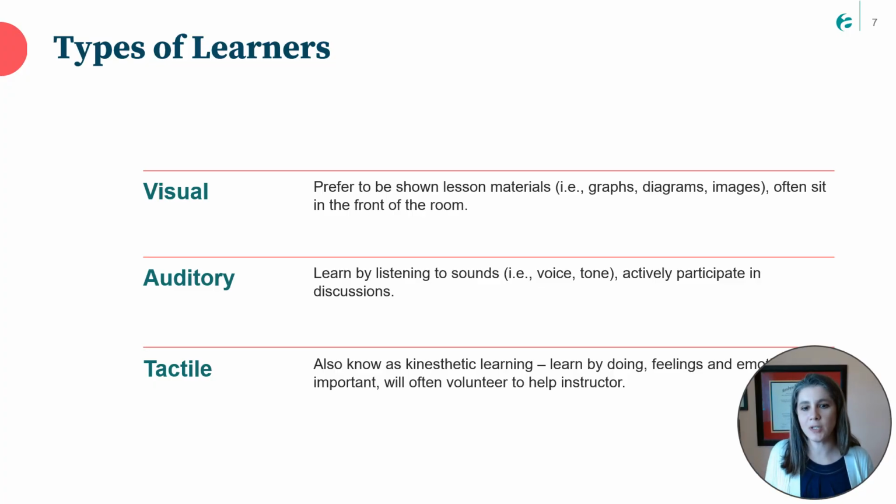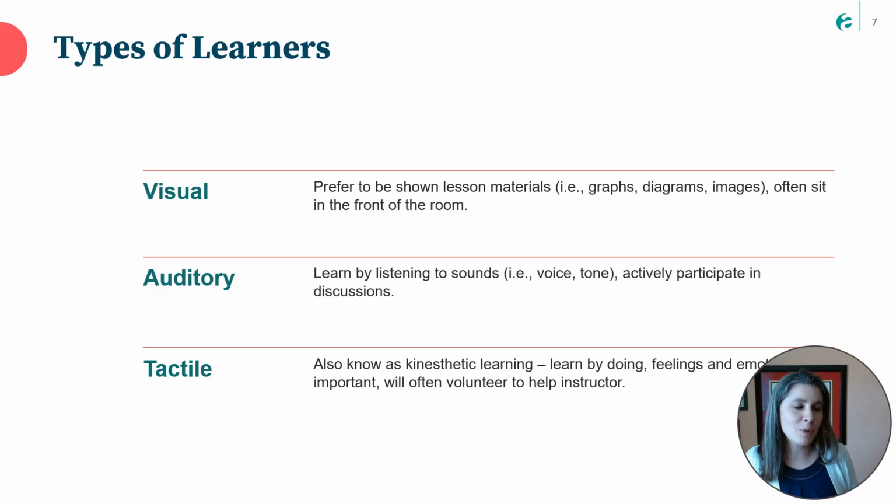Next, we have auditory learners. These are people who learn by listening. So they're going to be really paying attention to the tone of your voice and the sounds in the room. And these are the people who are actively going to be participating in the discussion because that talking and hearing is going to help them process the information.